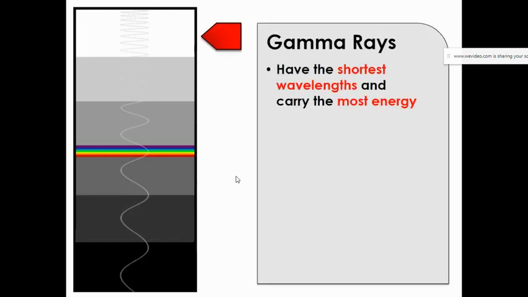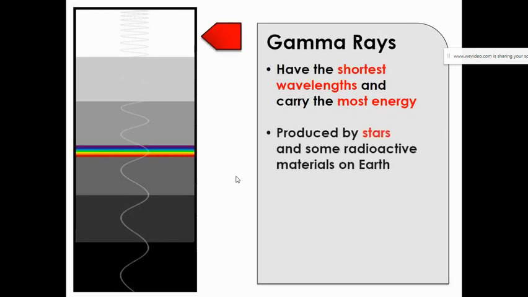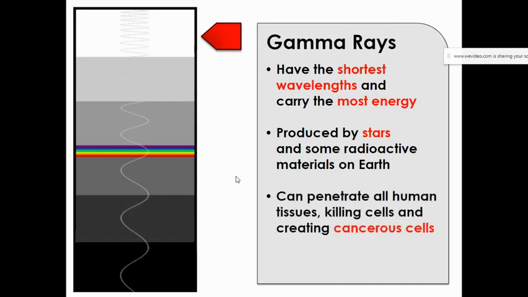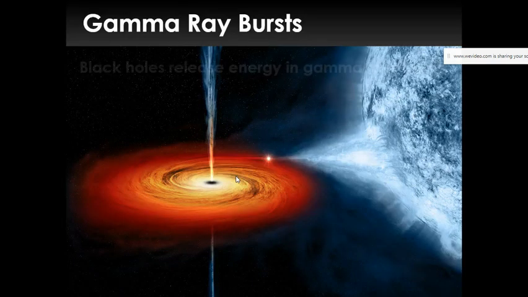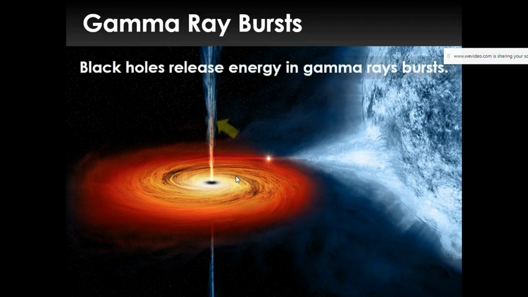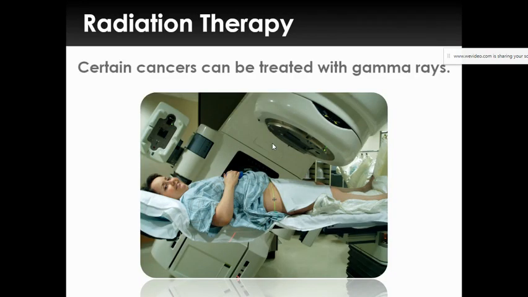Finally, gamma rays are the shortest wavelengths. They carry the most energy. They're produced by stars and some radioactive materials on Earth and can penetrate all human tissues, killing cells, and they can cause cells to mutate, which creates cancer cells. They can be used in fighting tumors by killing off the cells. Black holes emit energy in the form of these gamma ray bursts, and certain cancers can be treated using gamma rays.